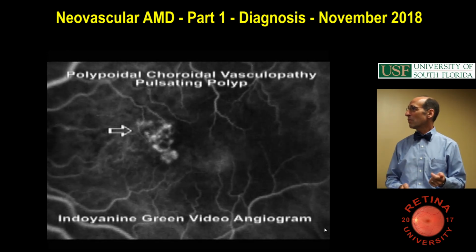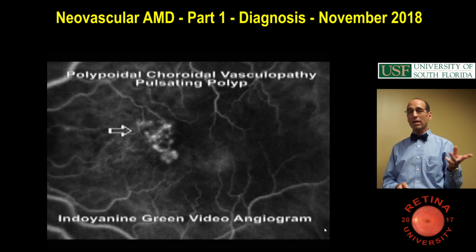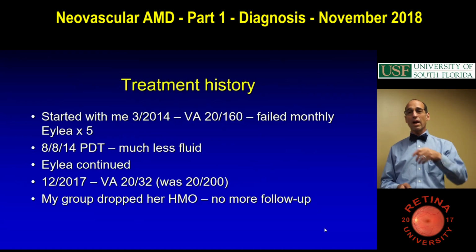And so I did treat her with monthly Eylea for 5 months, and she did not dry up, and her vision didn't improve. So I PDT'd her, and the fluid went down, and then I also did Eylea, and she ultimately came up to 20/30.